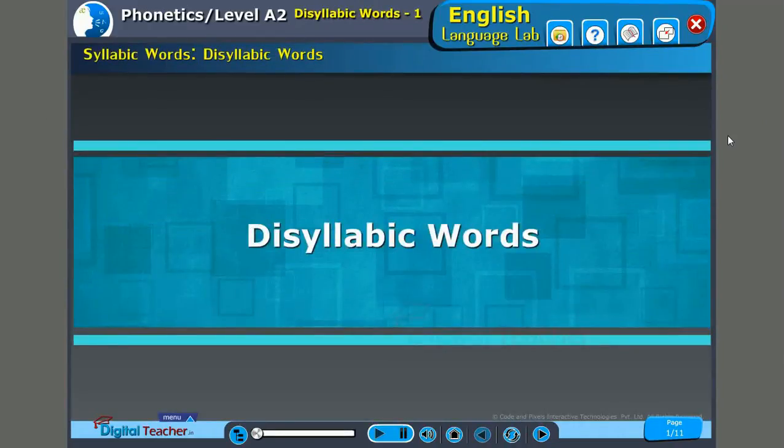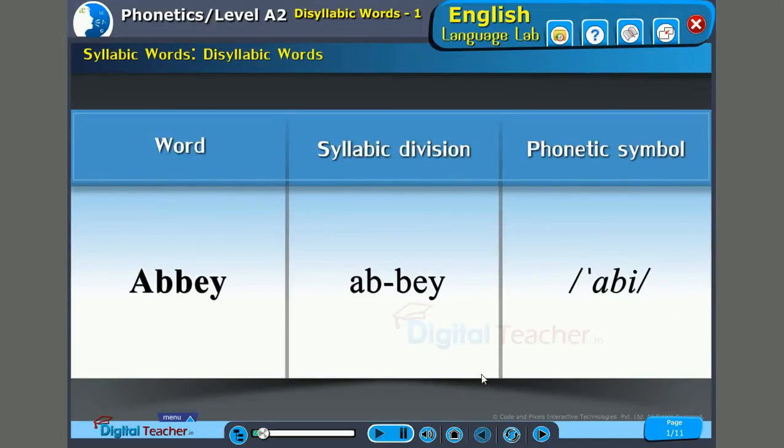So far, we have gone through various monosyllabic words. Now, let us go through disyllabic words, that is, words with two syllables. Depending upon the word, the stress might be on the first syllable or on the last syllable. Abbey, two syllable word. A, B, the stress is on A. Say, Abbey. The stressed syllable is more prominent.